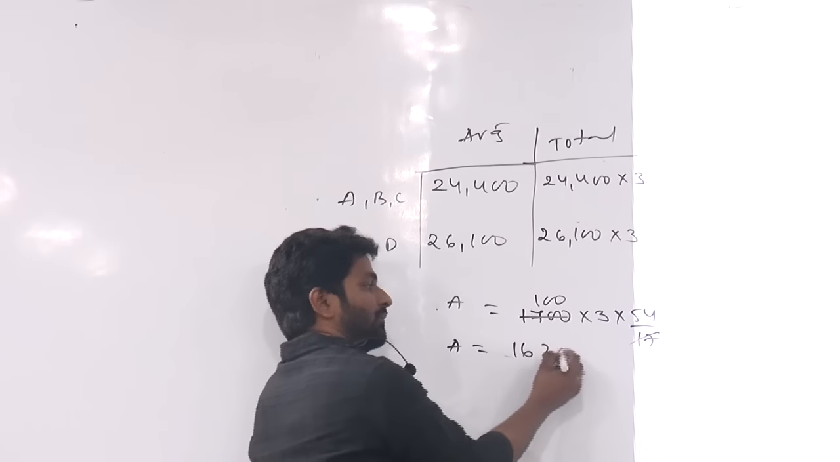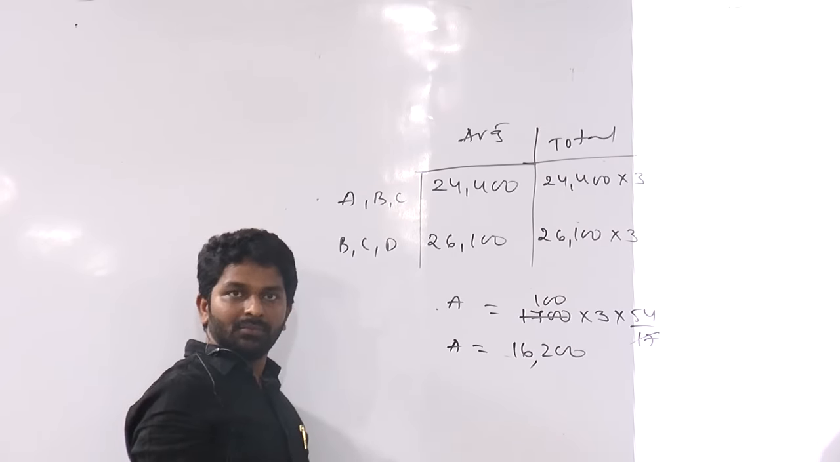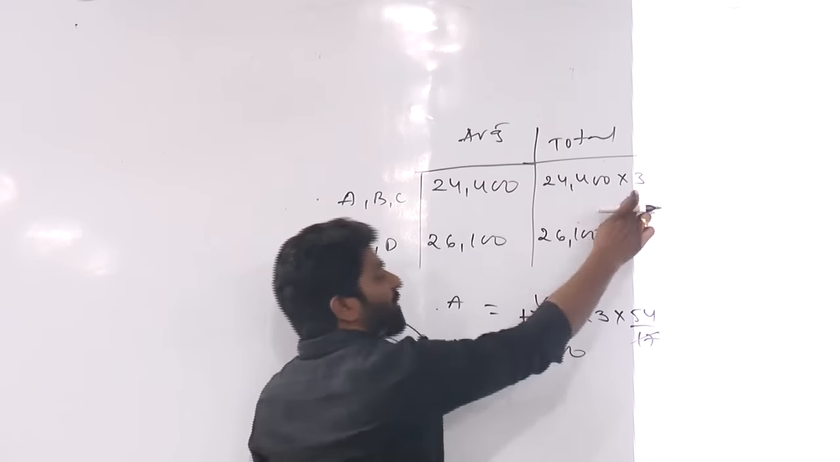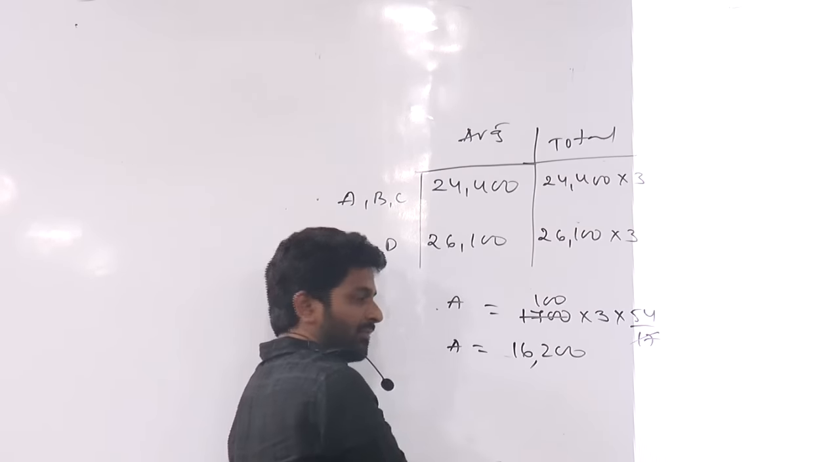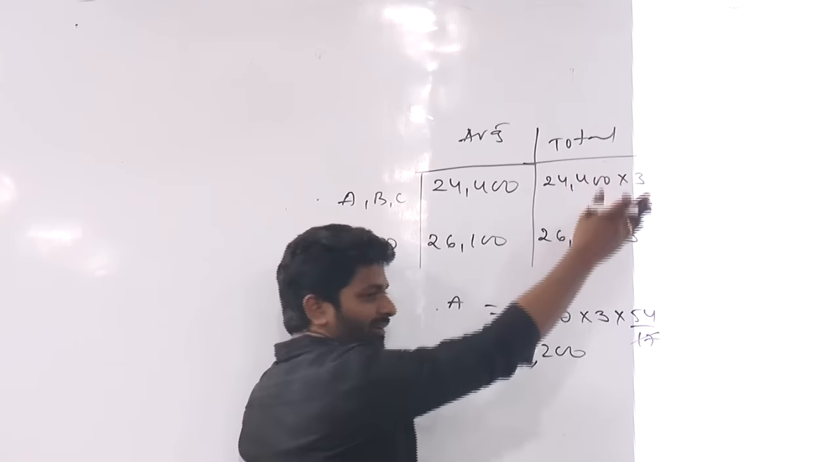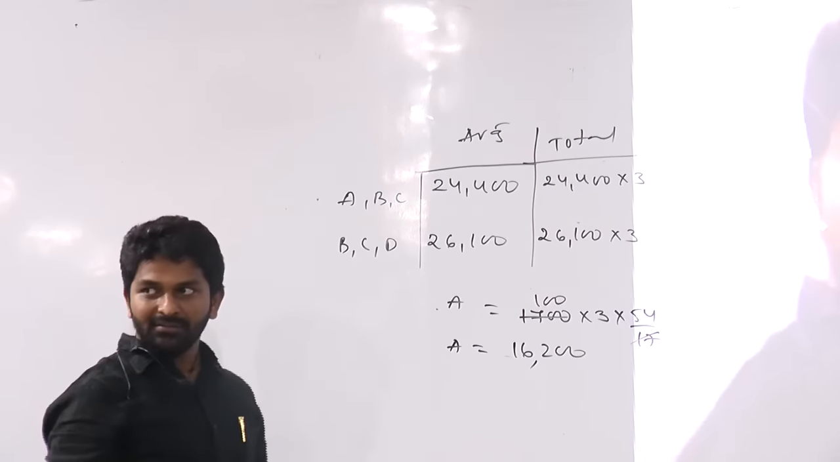162,000. So A value is 16,200. ABC together is this much. And you need to calculate B and C average. Subtract it from this number and then divide it by 2 will give you the answer. This is one way. But my way is equality.